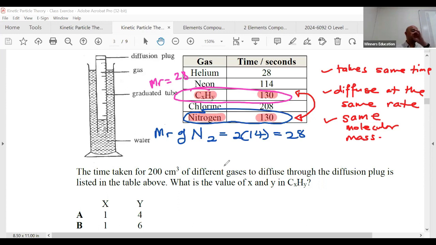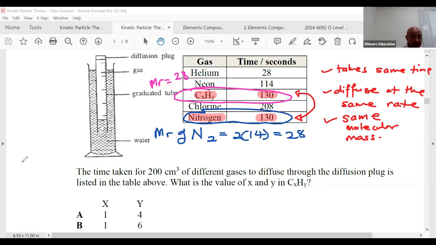Makes sense? The concept they are testing you here is what? The diffusion of a gas is dependent on the molecular mass of the gas. If they diffuse at the same rate, the mass must also be the same. That's what we're doing here. All right. So here we go, CxHy is 28.